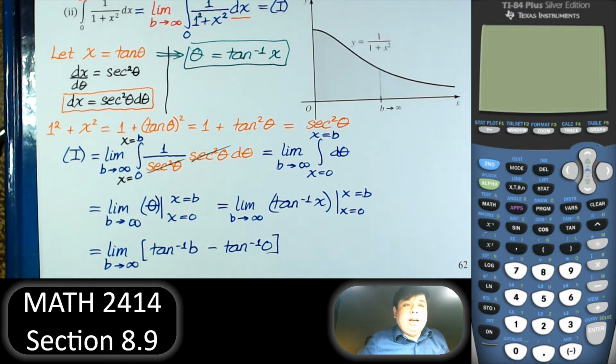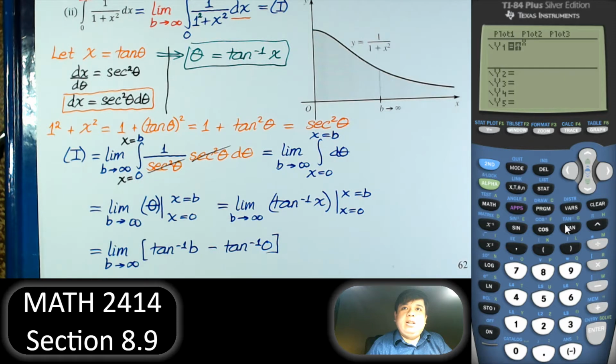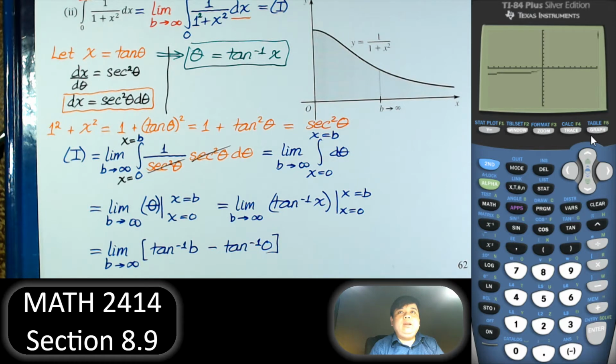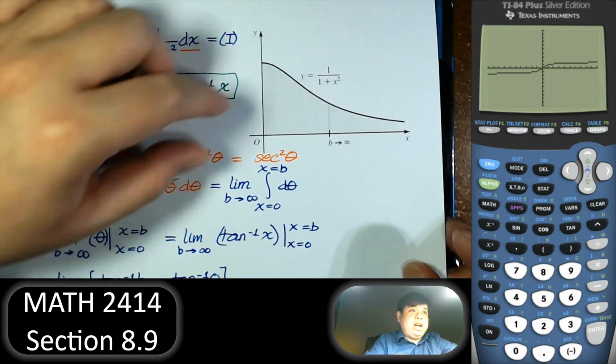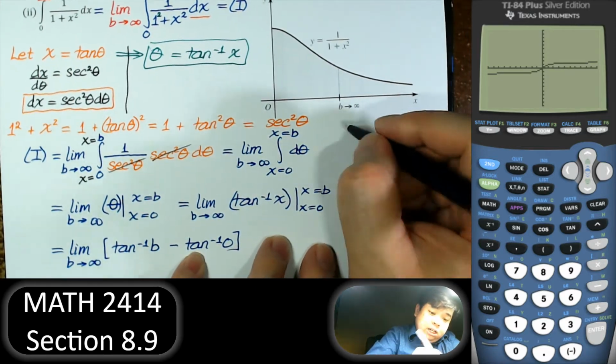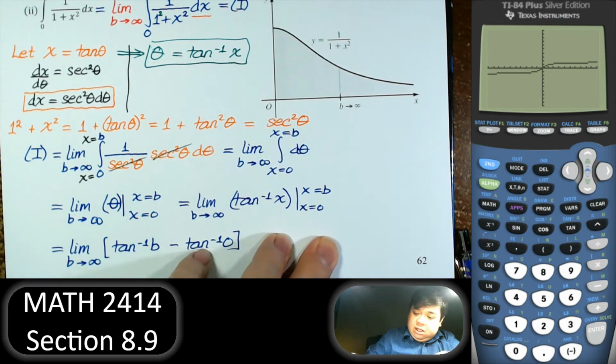Right. Now let's graph the tangent inverse and see what happened. It is in radian mode, yes. So y equal to tangent inverse of x. What's that look like? Right. So when x goes to infinity, even though it looks like it goes to something, remember we talked about the domain and range of the tangent and the tangent inverse. The tangent inverse, I'm going to put here.